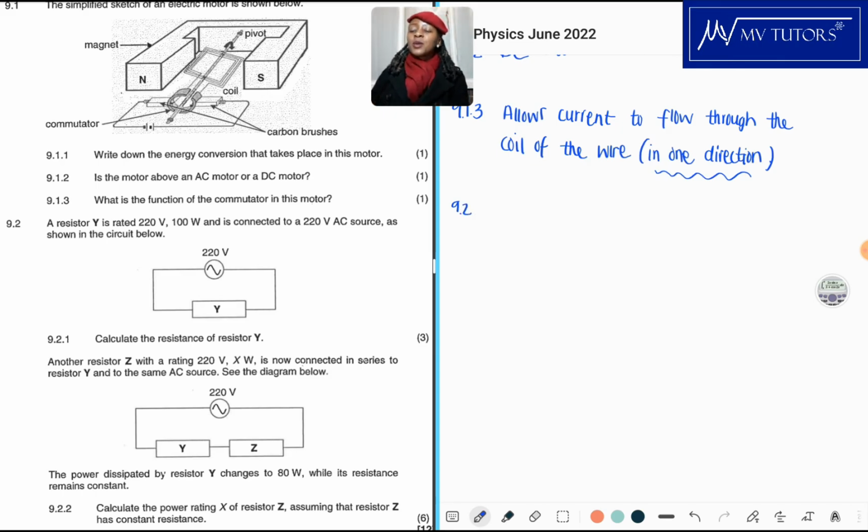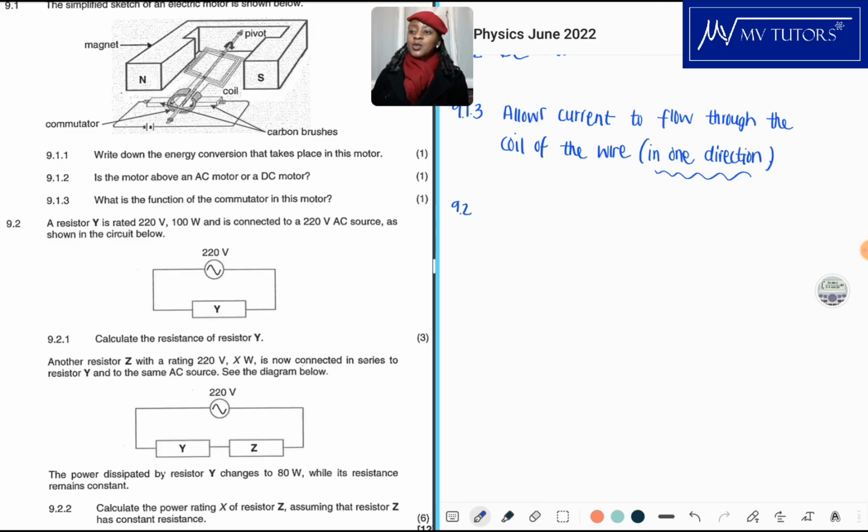9.2. A resistor Y is rated 220 volts, meaning if you were to put a voltmeter around that resistor, which they've done there, you would get a reading of 220 volts. And it has 100 watts, meaning the power is 100 watts. And it is connected to a 220 volt alternating current source, as shown in the diagram below.